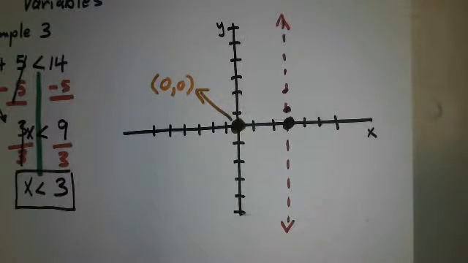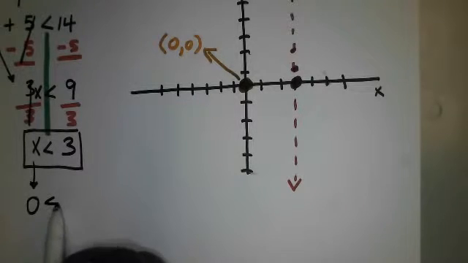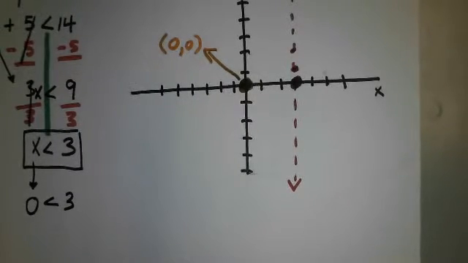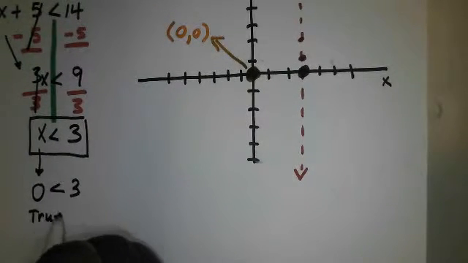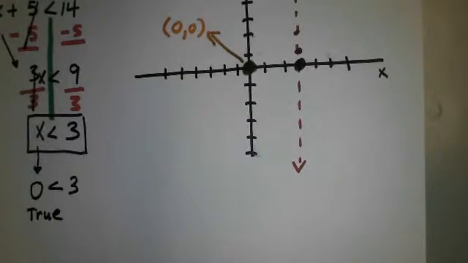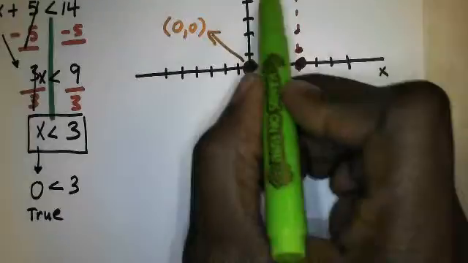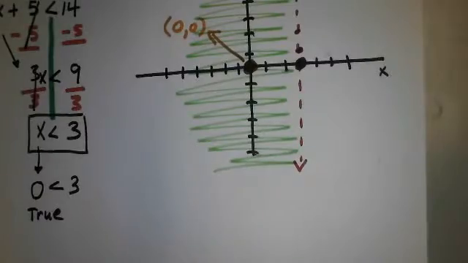Okay, so now what we're going to do is plug in the number 0 for x. So 0 replacing x now becomes 0 less than 3. Now this statement happens to be true. And because it is true, we are going to shade the side that it is true in. And the side that is true is on this side of the line.